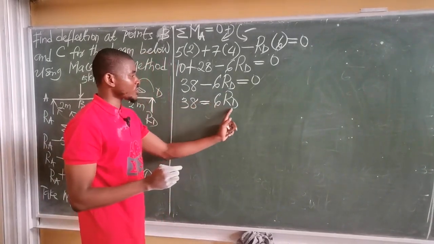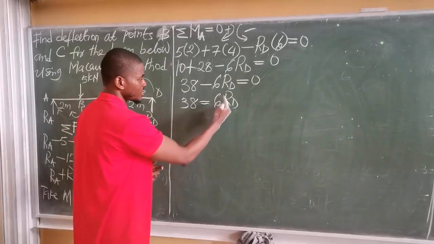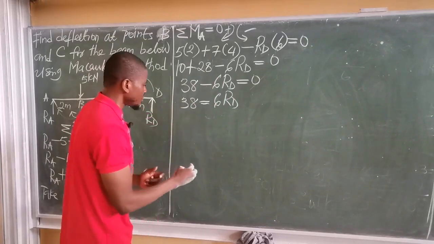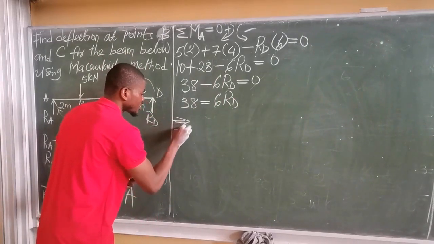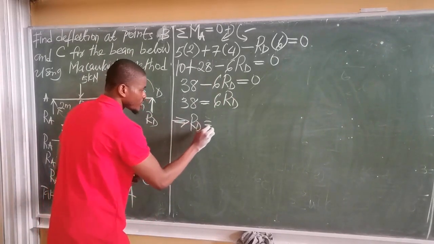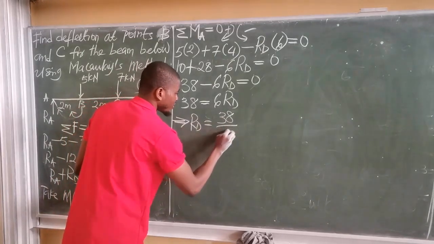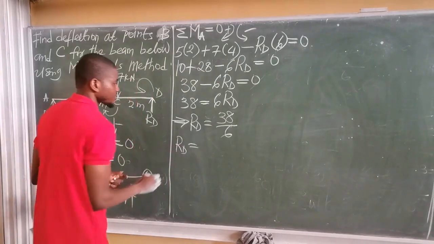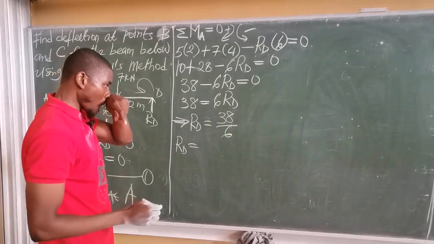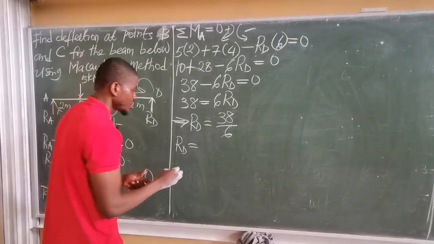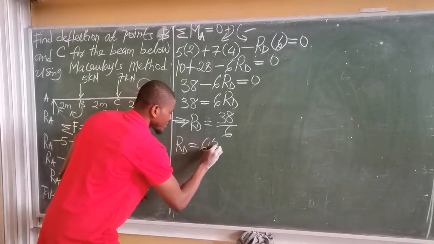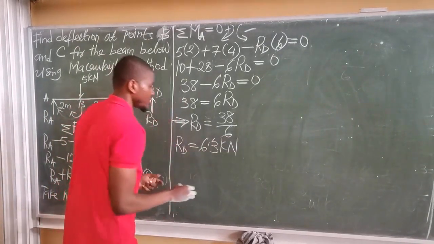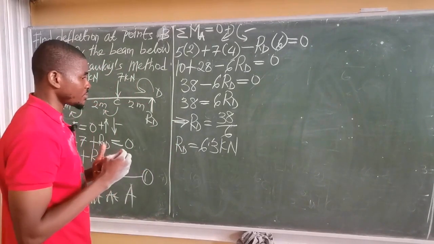So I'll simply have 38 equals 6 Rd. To make Rd the subject, we simply divide both sides by the coefficient of Rd, which is 6. So that implies the reaction at point D is equal to 38 over 6, and Rd is equal to 6.3 kilonewtons. That becomes the reaction at point D.